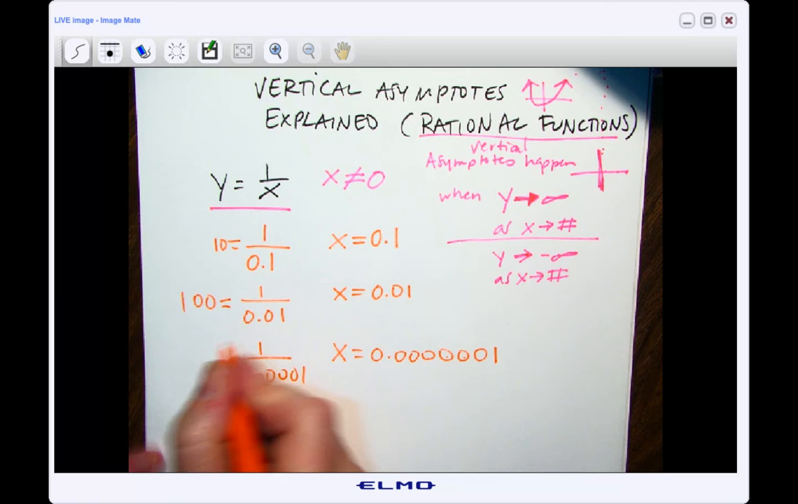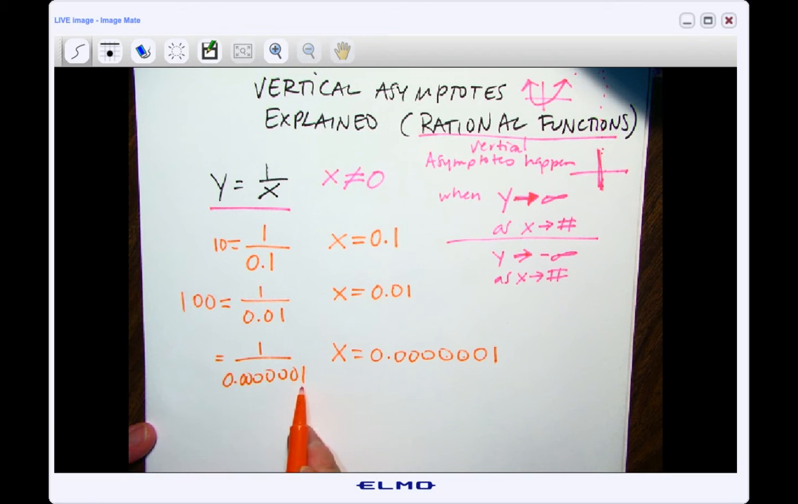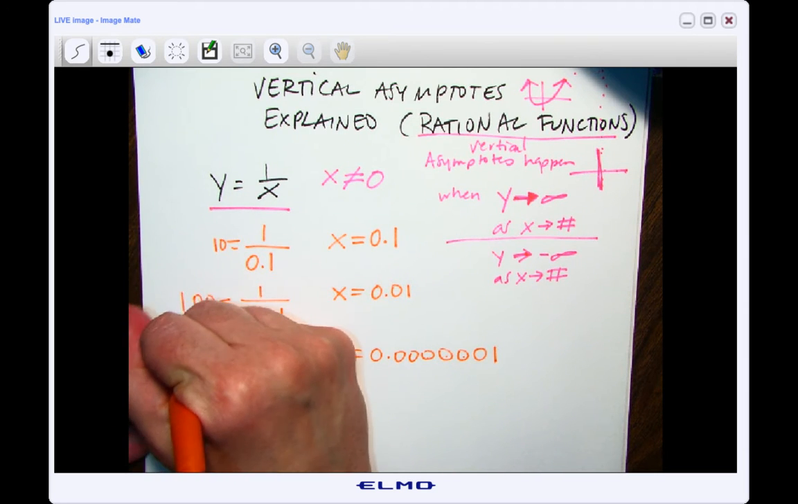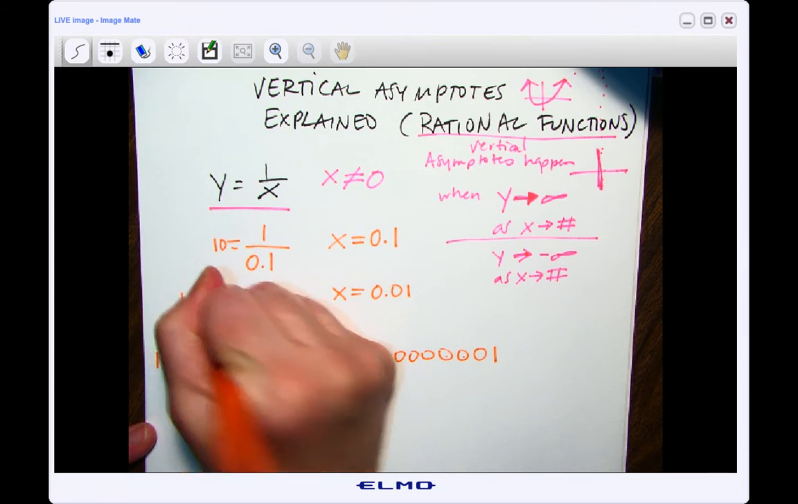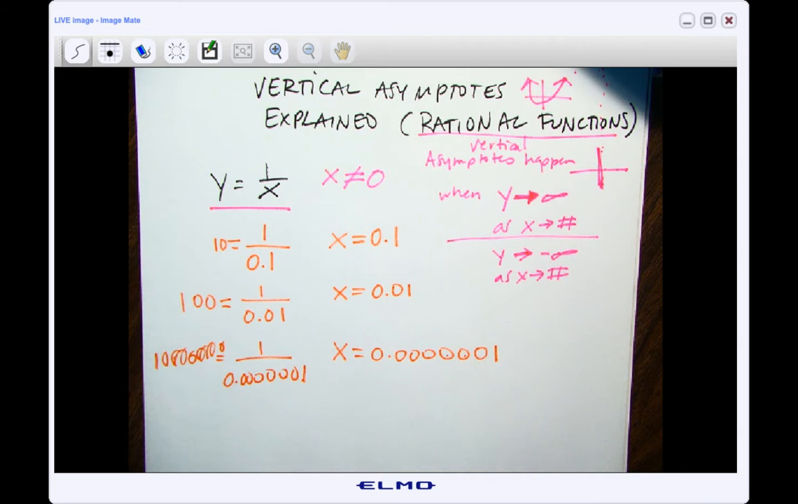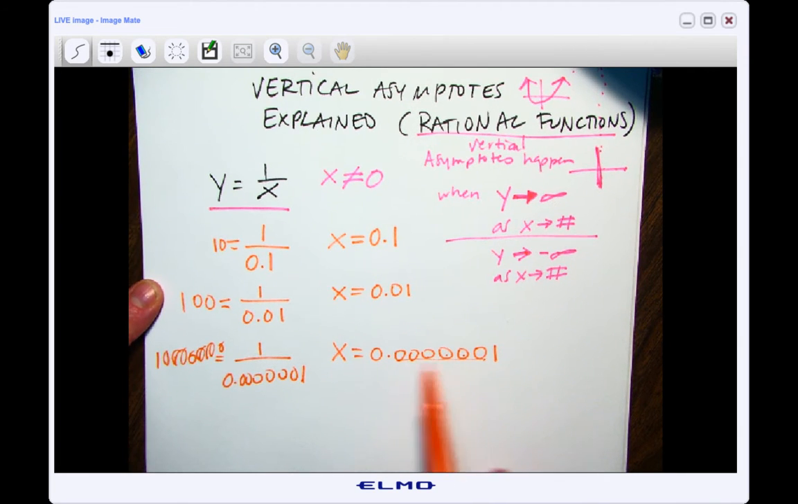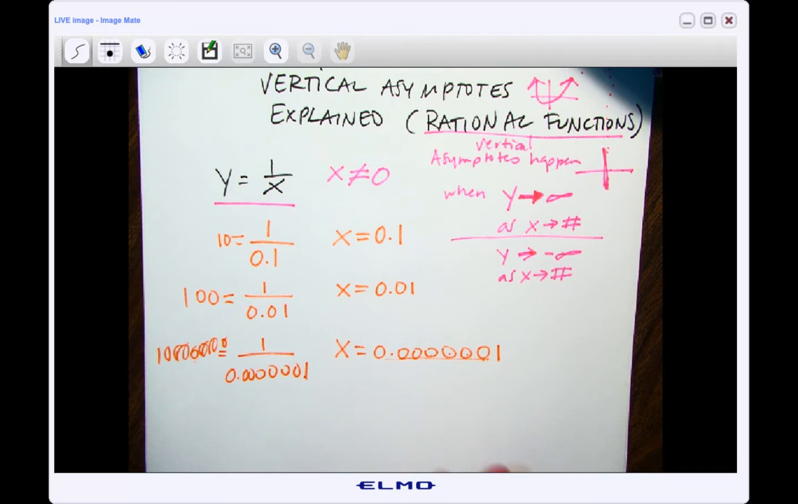Well, what number is that? That's going to be a really big number. It's going to be a 1 with 1, 2, 3, 4, 5, 6, 7 zeros after it. Right? It's a really big number. And what's going to happen is I put more zeros in here. This number is actually going to be getting bigger and bigger and bigger and bigger.